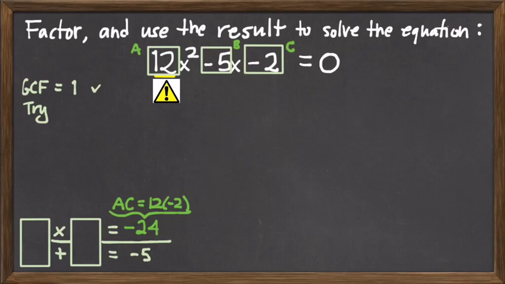So, now we've posed a sum and a product question. Let's try and answer it. Play the game. What pair of numbers multiply together to give me negative 24 and also add together to give me negative 5?